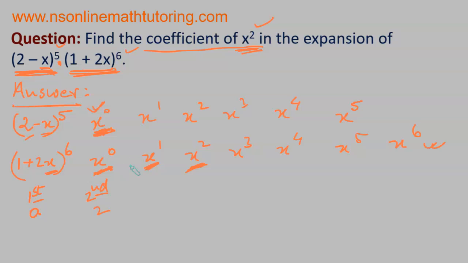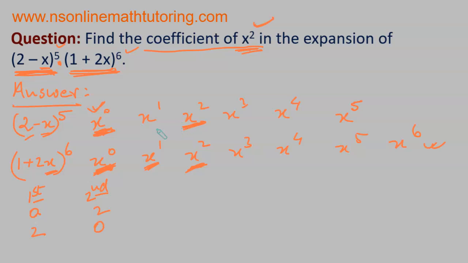Similarly, if I take the constant term from the second expansion and multiply it with this term, I'll be getting the product term containing x to the power of 2. So the next case will be this is 2 and this is 0. And is there any other way of coming to x to the power of 2?